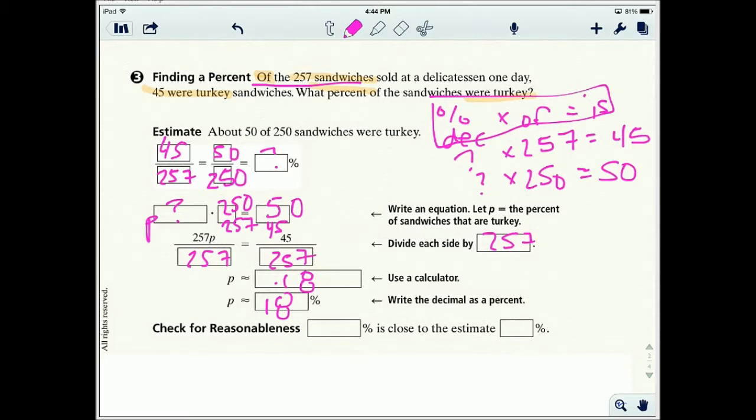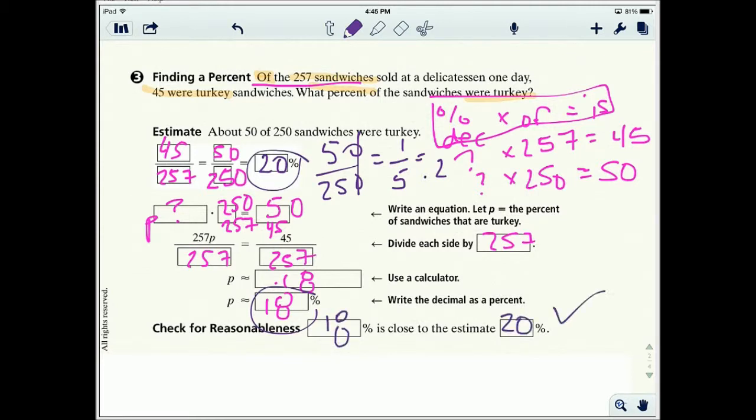Now to check if this is where it should be, let's go back to here and fill in with an approximation. So 50 over 250. If I cross out the 0 and divide each by 5, that's about 1/5. You should know what 1/5 is as a decimal, guys. That is about 0.2. So this would be about 20%. Is my answer close to this? Yes, it is. 18% is close to the estimate of 20, so I know that my answer is correct.